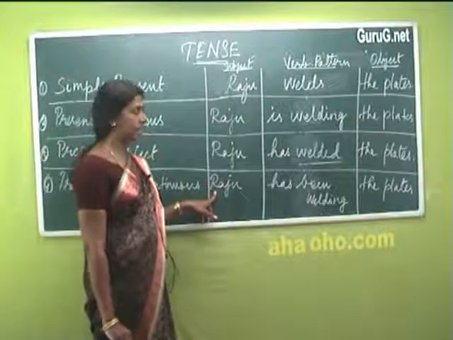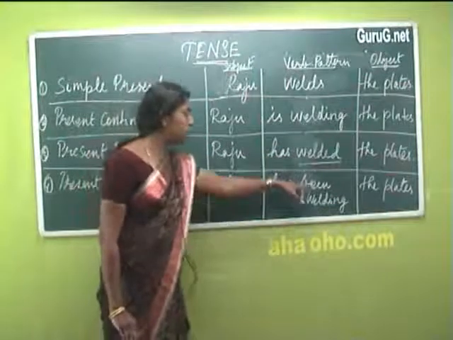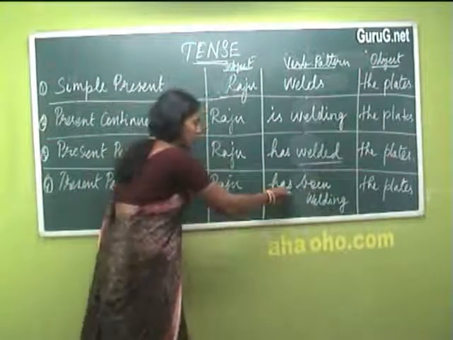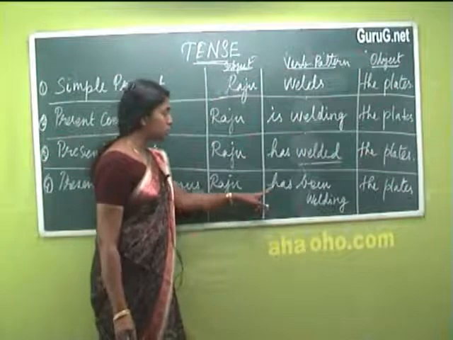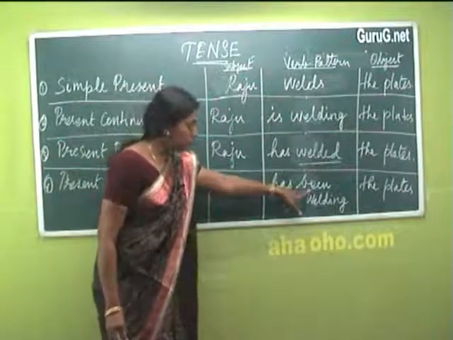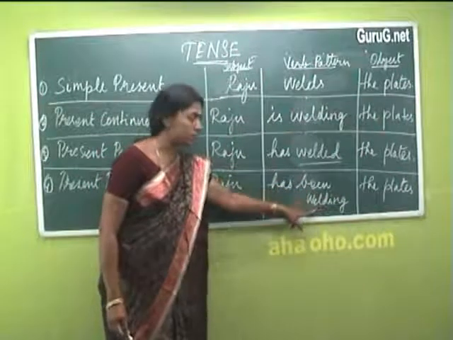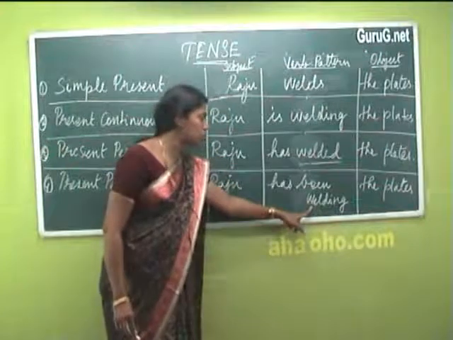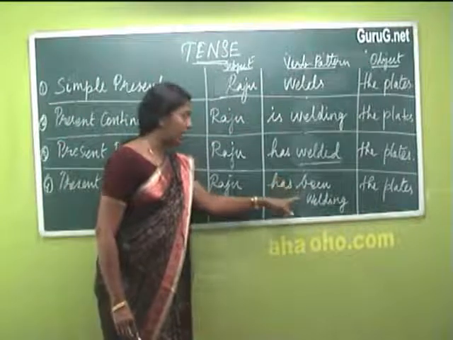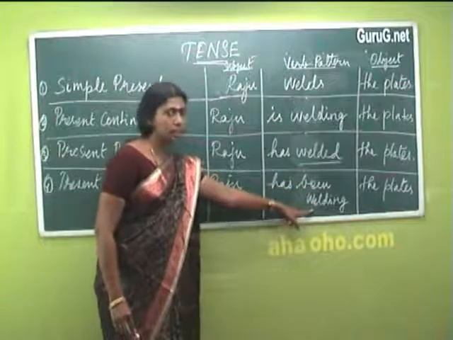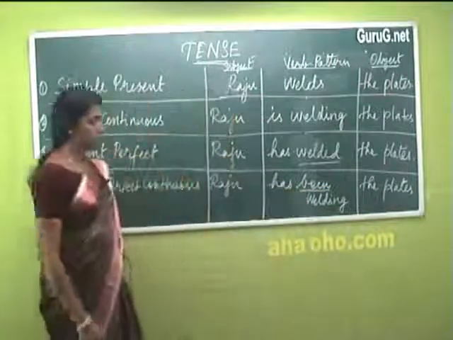Let's take the example. Raju has been welding the plates. Raju is a third person singular subject, so I'm using has, as I have used here. Has, when it takes a root verb immediately after it, it must be in past participle. So I'm giving one more verb form to change this root verb into its continuous tense, to add ing along with this root form. I have to give another verb in between has and welding, that is been. So this is the pattern which we should not forget.